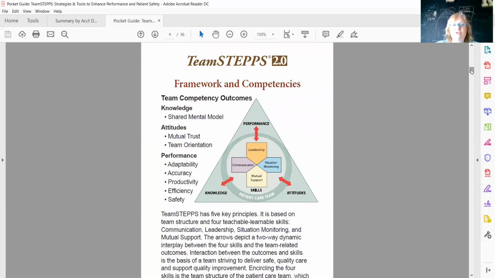So here is the structure that the TeamSTEPPS project has come up with as they look at competency and outcomes, right? So team competency outcomes, and this week we're talking about outcomes. They look at knowledge, attitudes, and performance. So you see those at the outer edges of the triangle. And within the core of the triangle, we see those four components: leadership, situation monitoring, mutual support, and communication. And those are seen as really critical skills.